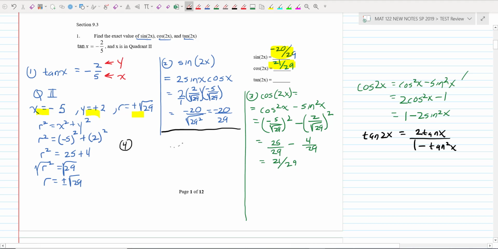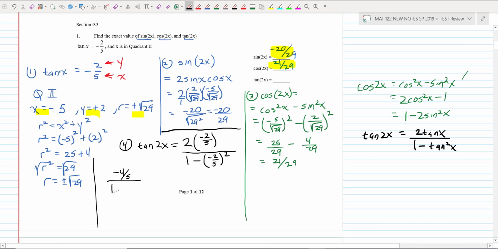Okay, so tangent of 2x, we're just going to use this identity. So it's 2 times the tangent of x. The tangent's y over x. Well, see, you're already given that as negative 2/5. And then you could just do 1 minus tangent squared x. Again, the tangent of x was given as negative 2/5. So square that like that. So then you could just work out this arithmetic. So basically, the numerator would be negative 4/5 when you multiply that across.